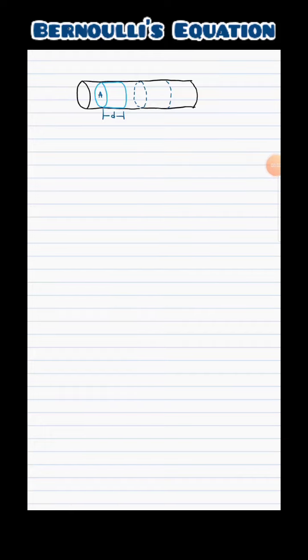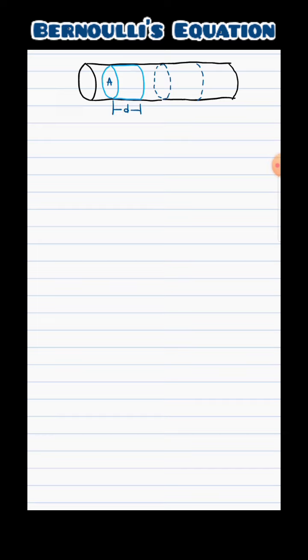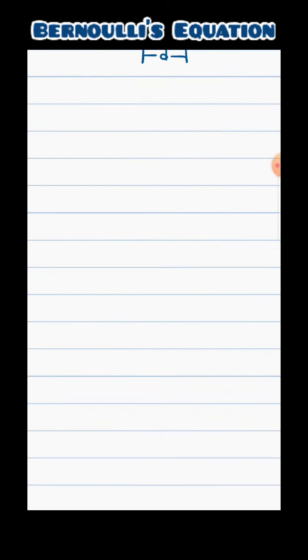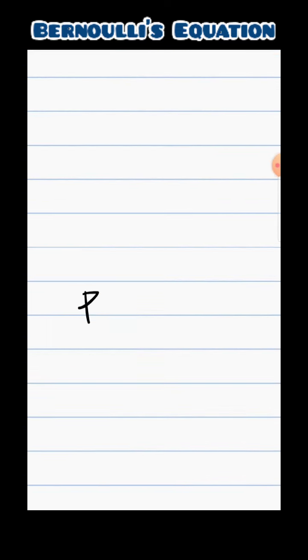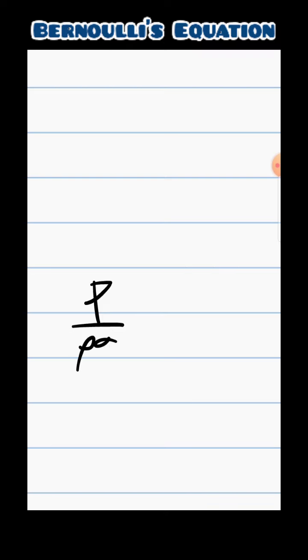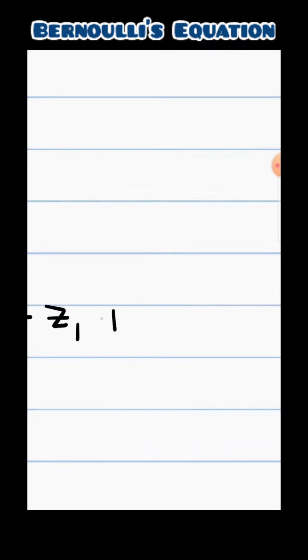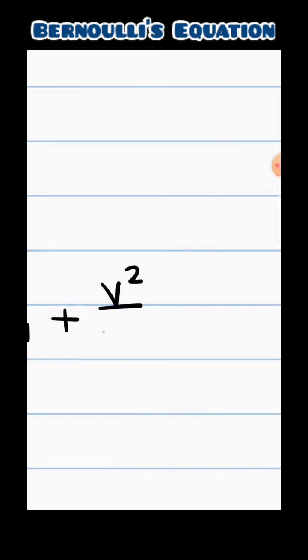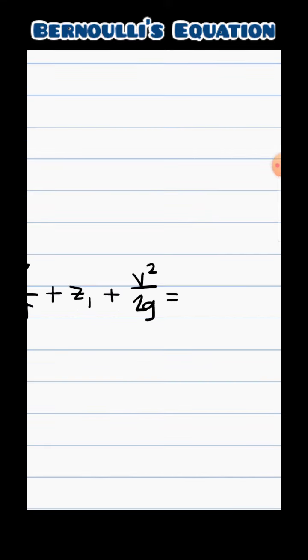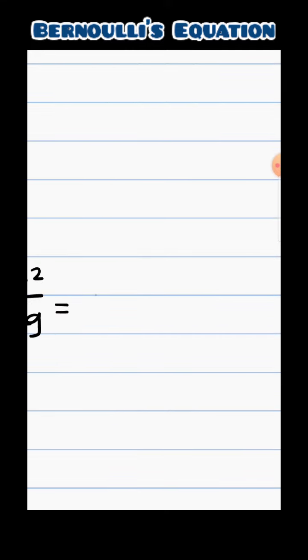Hi guys, we're gonna talk about Bernoulli's equation. So if you've ever seen it already, it is in the form P over rho g plus z1, the elevation, plus v squared over 2g, and it says these parameters are all equal to a constant.